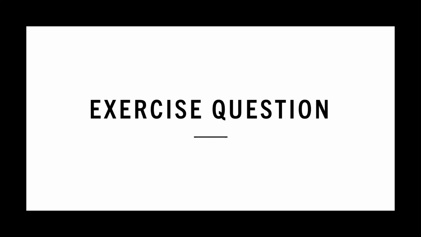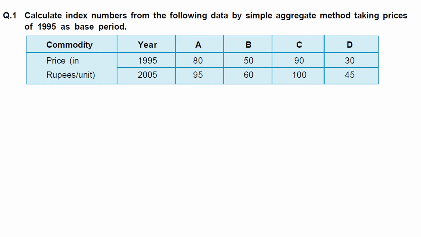Now coming to the exercise question from unit 6 on simple aggregative index. The first question: you have to calculate index numbers from the following data by simple aggregate method, taking prices of 1995 as base period. So here we have the commodities A, B, C and D, and we have the years 1995 and 2005.